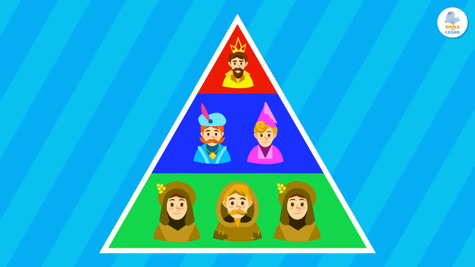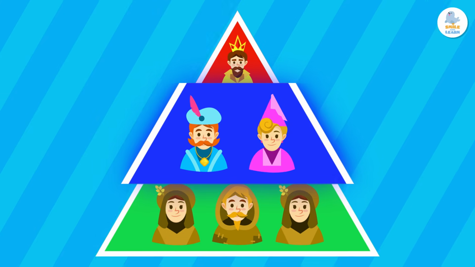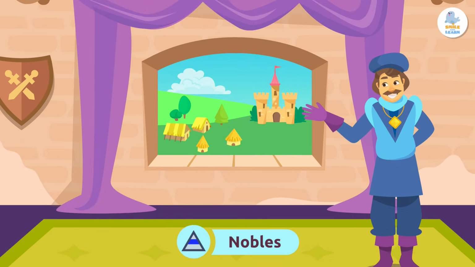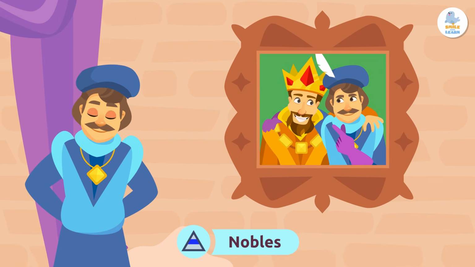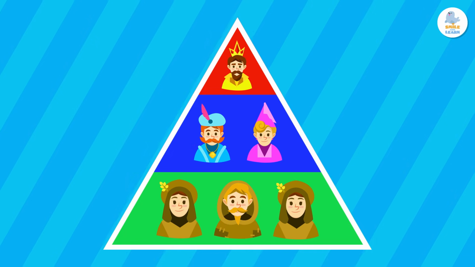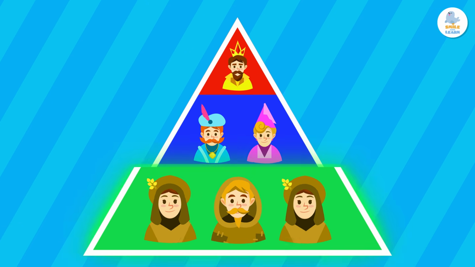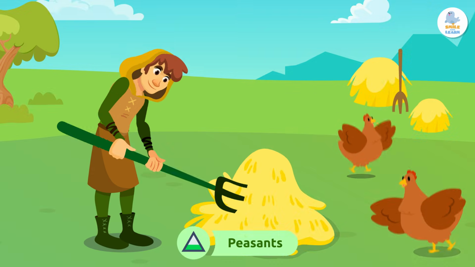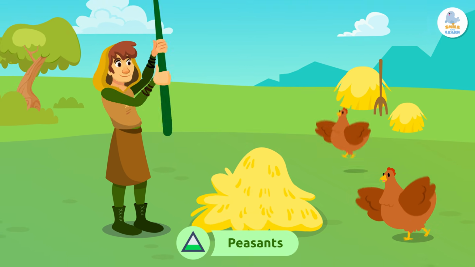The second group was a bit bigger, the group of the nobles. They owned castles and land. They were the most important friends of the royalty. Finally, there was the largest group of all, the peasants. They took care of the animals and farmed so that everyone had food.